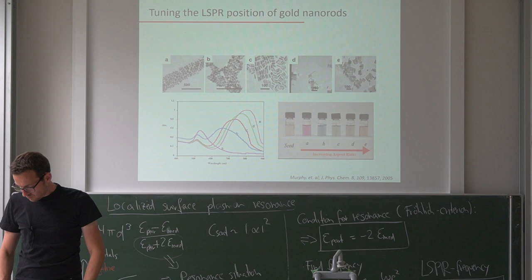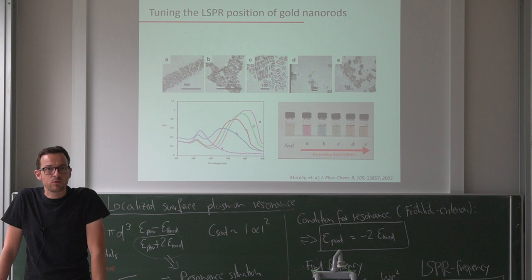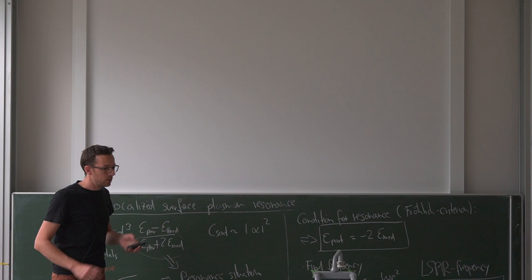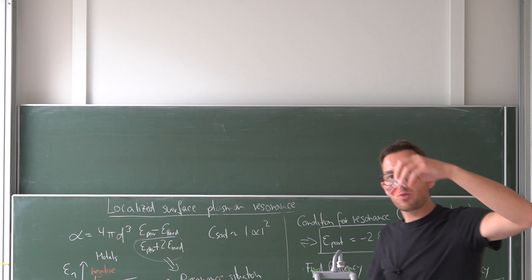Okay, so this happens when you change the shape of the gold nanoparticle. So the next thing we want to discuss is what happens if you change the distance between particles. And for this, I want to start with a little experiment. Maybe make the background a bit darker. So again, I'm starting with my gold nanoparticle solution.